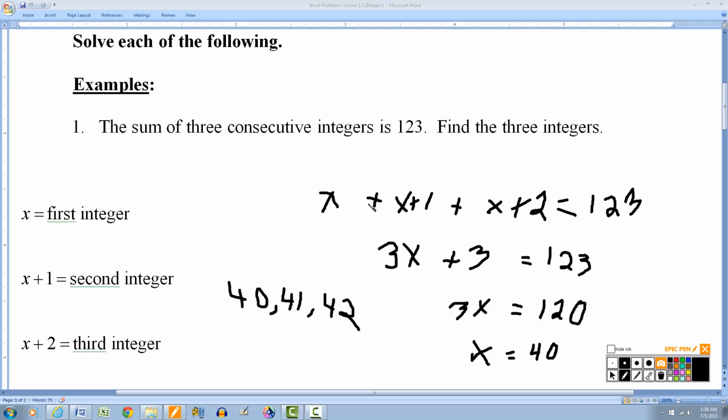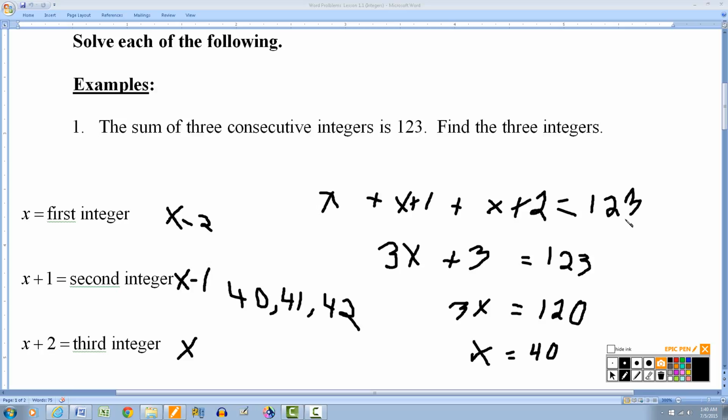Now, you could also set it up something like this. Let's say you let x represent the third integer. Then the second integer would be one less than that because it comes before it and they're consecutive. So this would be x minus 1. And then the first integer would be one less than that, so that would be x minus 2. And then I would just do the same thing over here, except now this would be x minus 1 and x minus 2, and it works out.